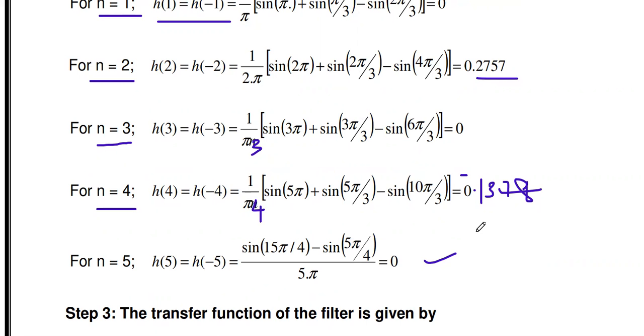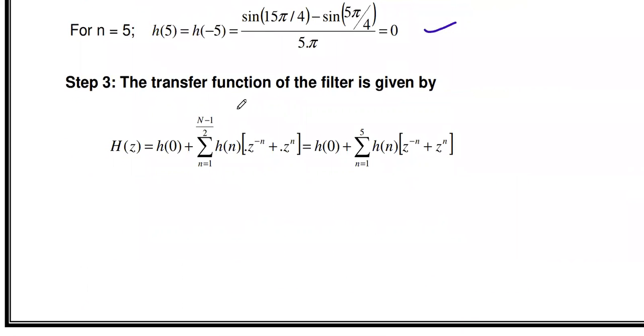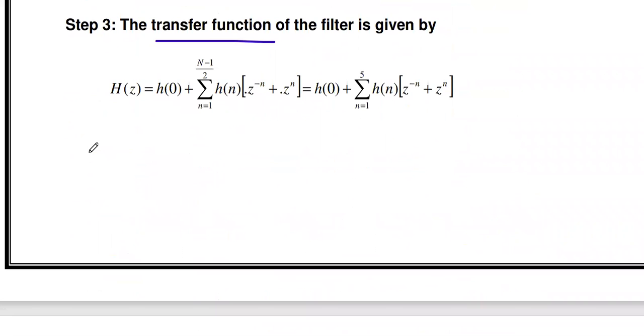So after calculating the coefficients, what is the third step? For these coefficients, we have to take the Z transform in order to find the transfer function. You know the transfer function formula: H of Z is equal to H of 0 plus summation n equal to 1 to (N minus 1) by 2 of h of n into Z power n plus Z power minus n. Here (N minus 1) by 2 is (11 minus 1) by 2, that is 5.